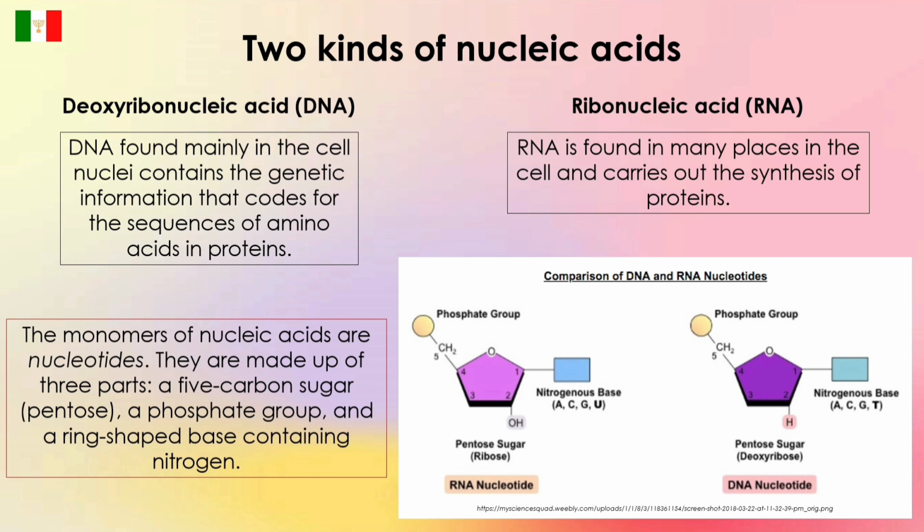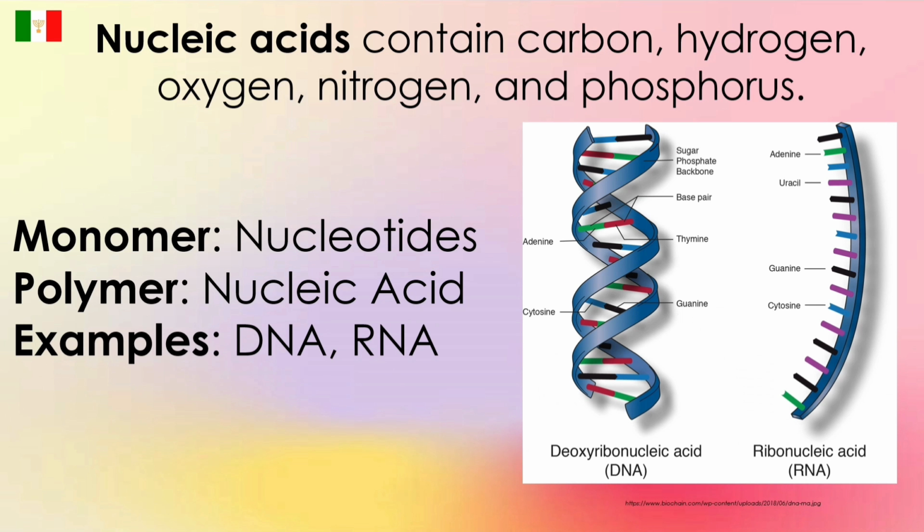DNA, found mainly in the cell nuclei, contains the genetic information that codes for the sequences of amino acids in proteins. RNA is found in many places in the cell and carries out the synthesis of proteins. The monomers of nucleic acids are nucleotides. They are made up of 3 parts. Again, we have a 5-carbon sugar, which is pentose, a phosphate group, and a ring-shaped base containing nitrogen or the nitrogenous base.